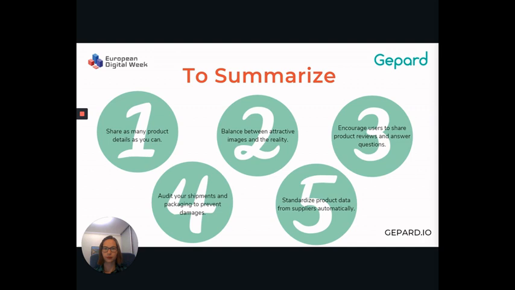So, to summarize, number 1, share as many product details as you can. Number 2, balance between attractive images and reality. Number 3, encourage users to share product reviews and answer questions. Number 4, audit your shipments and packaging to prevent damages. And number 5, standardize product data from suppliers automatically.